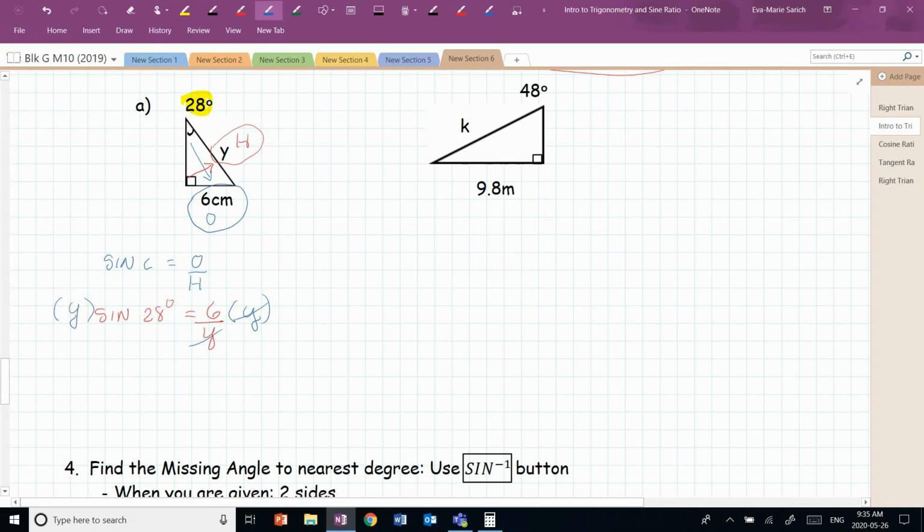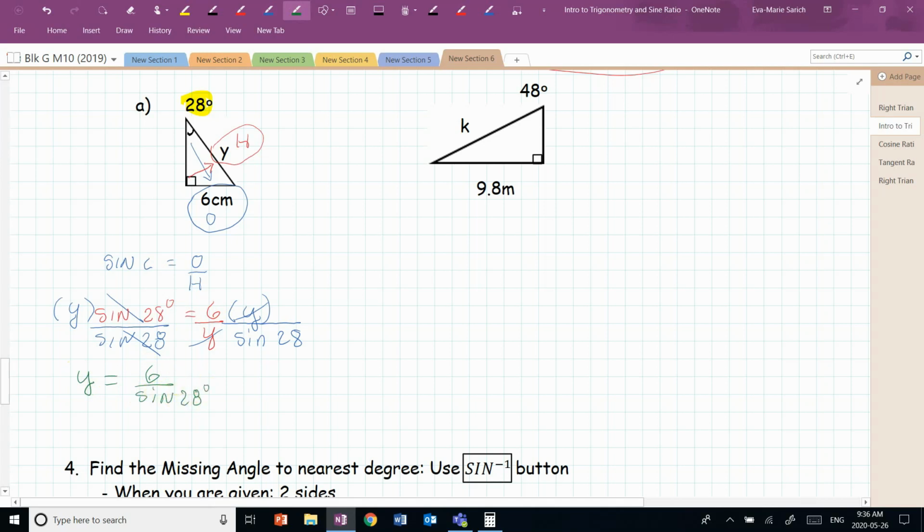Now we're trying to get y all by itself. So what do we need to do? We need to, in fact, get rid of the sine 28. So y is multiplying sine 28, so we need to divide by sine 28. If we divide the left side by sine 28, we're just going to extend the divide line here, and we're going to divide the right side also by sine 28. So now, on the left, sine 28 cancels sine 28. What's left is y. So now look, we've gotten y all by itself. And what do we have on the other side? We have 6 at the top, and we have the sine of 28 degrees at the bottom.